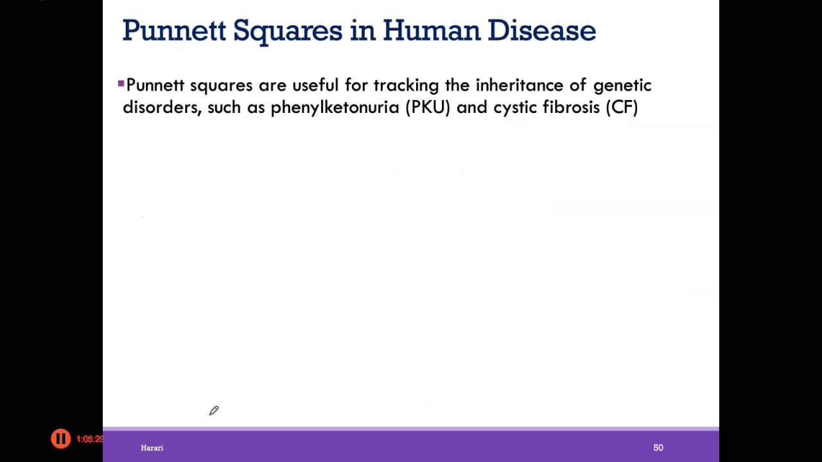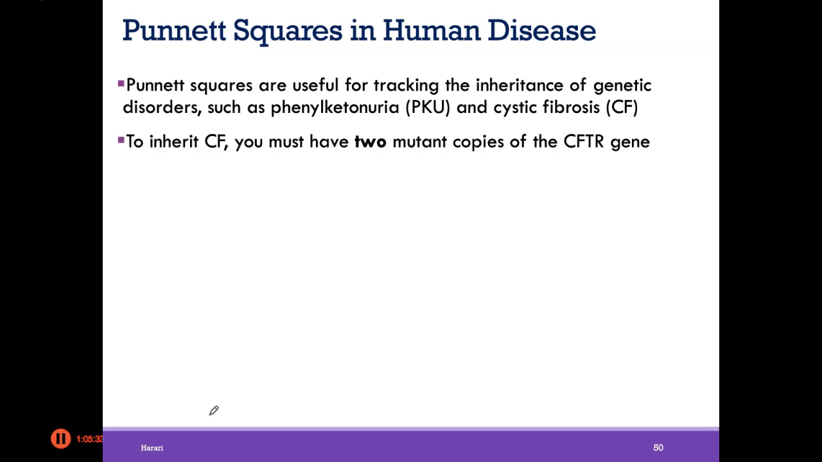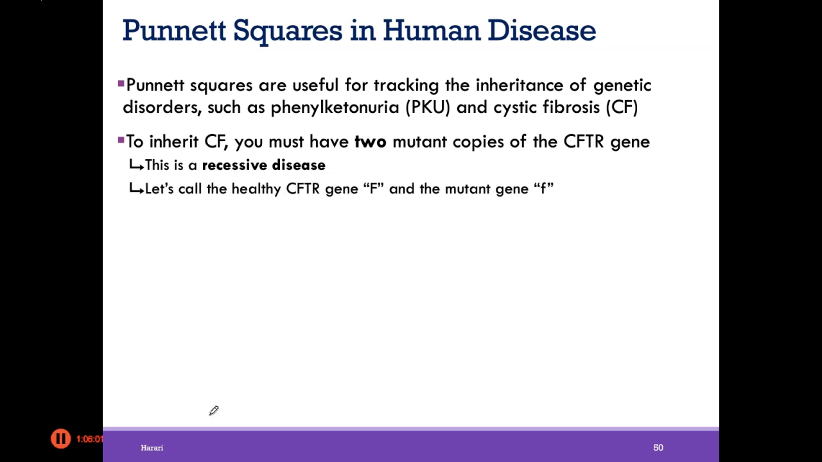So Punnett squares are useful to track the inheritance of genetic disorders like this, and also like cystic fibrosis. Just like PKU, phenylketonuria, cystic fibrosis requires you to have two bad copies, two mutant copies of the CFTR gene. The CFTR gene normally allows chloride out of the cell. Even having one copy of that is fine, you're healthy enough. But if you have two mutant copies of CFTR, that means you have cystic fibrosis. So we call that a recessively inherited disease.